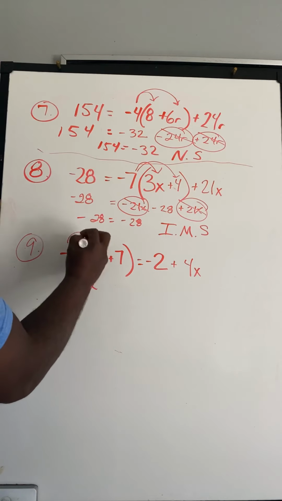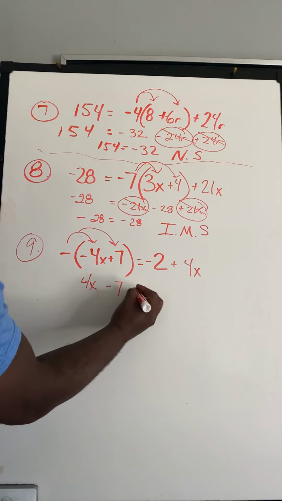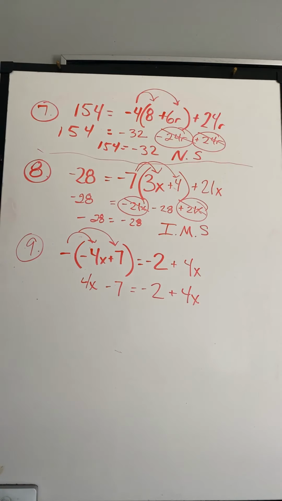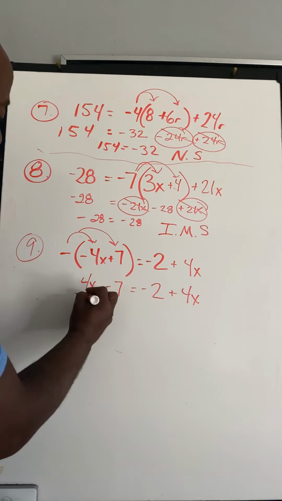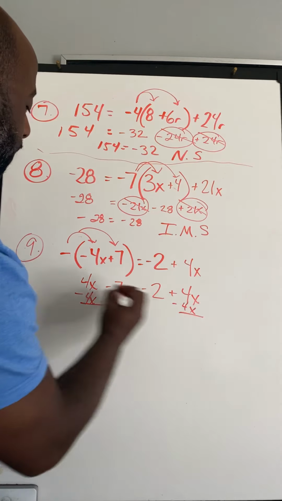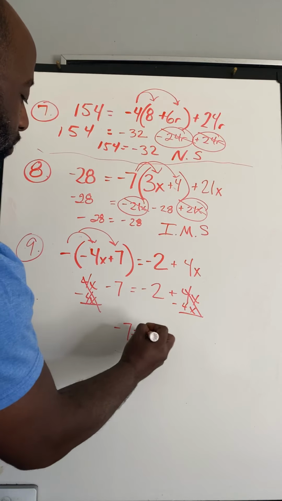After I distribute, this was positive 7, now it's -7, equals -2 plus 4x. So now we got teammates, but they're in different dugouts. Dodgers, Angels. So I'm going to move them into the right dugout. Doesn't matter which dugout they go into, you just got to get them in the dugout, one of them. Well, when I move the 4x, I end up with 0 pairs, and I'm left with -7 equals -2.